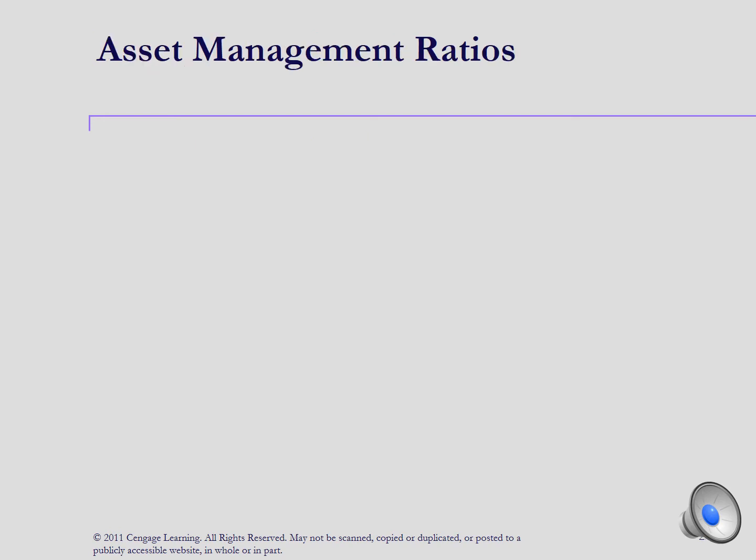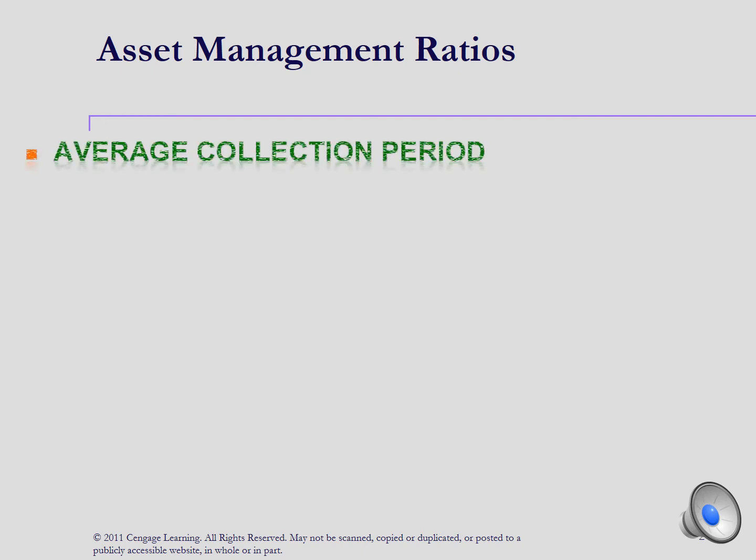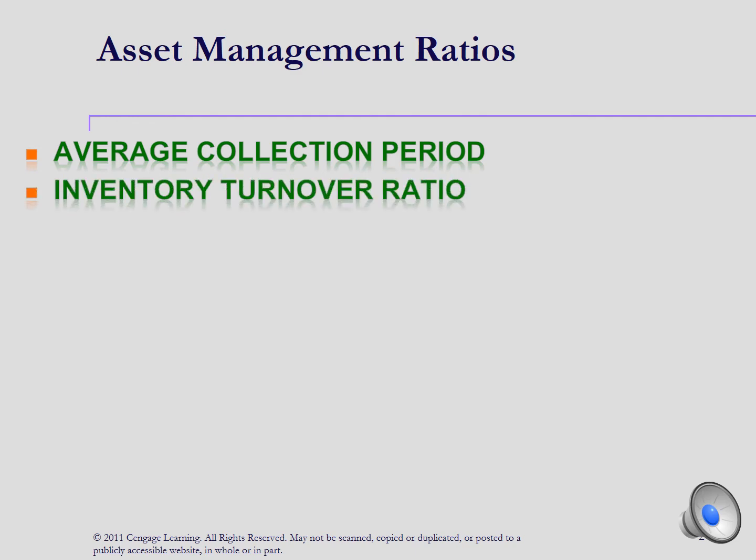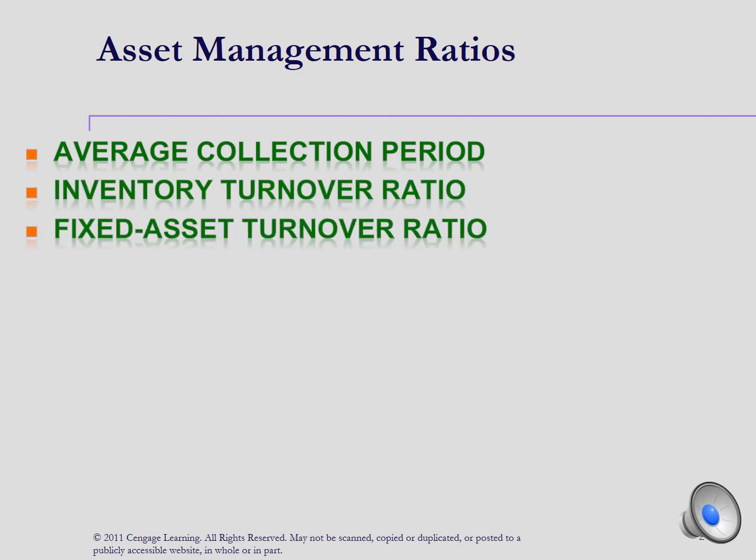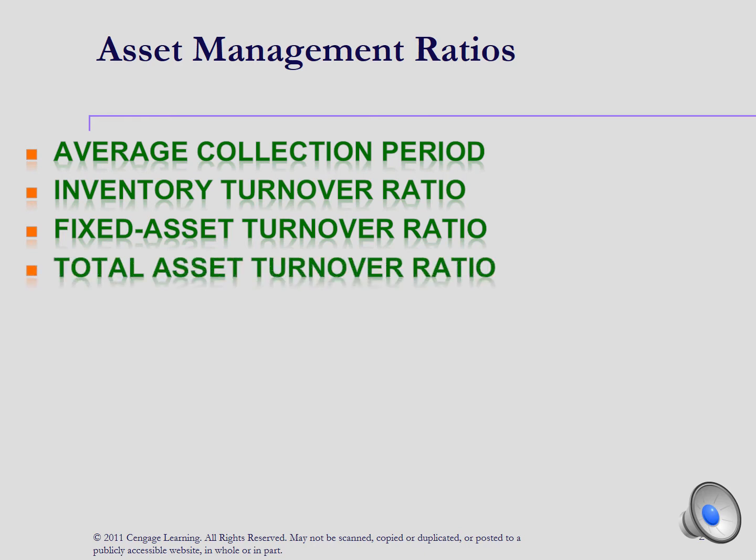Asset management ratios. Asset management ratios indicate a firm's efficiency of managing assets, that is, how efficiently a firm uses assets to generate sales. We will look at average collection period, inventory turnover ratio, fixed asset turnover ratio, and total asset turnover ratio.